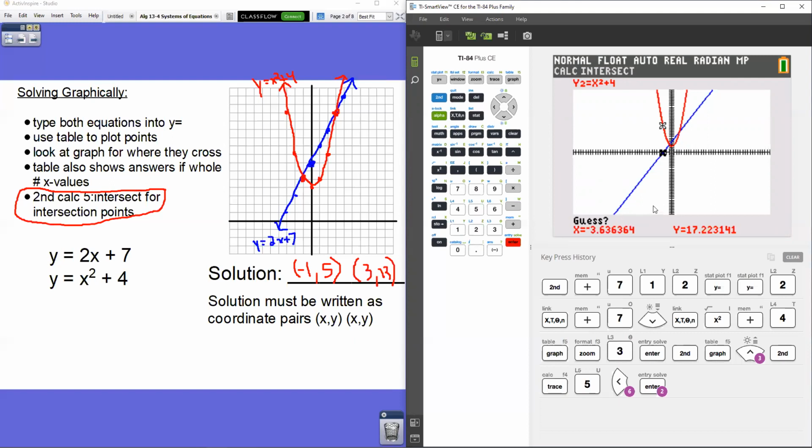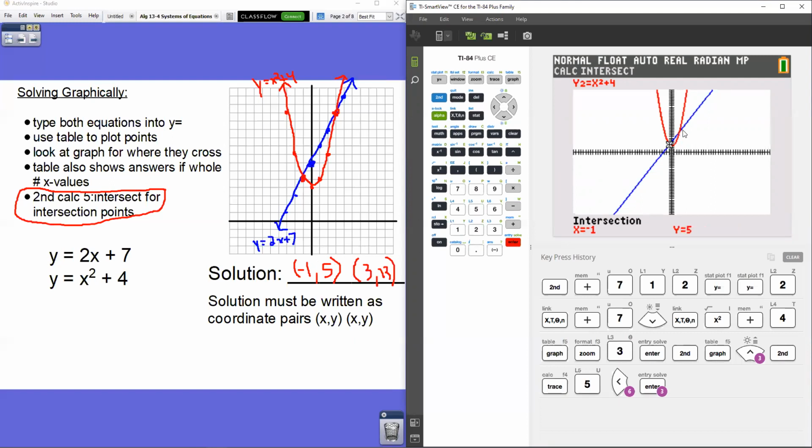Now, the reason that it says guess is because there are 2 intersection points. If I want this one over to the left-hand side, I want to keep the blinky thing closer to that. So if I hit enter a third time, notice that it says the intersection point is -1, 5, all right, which is exactly what we got here.